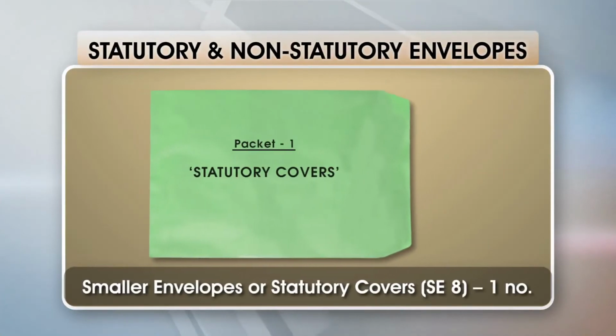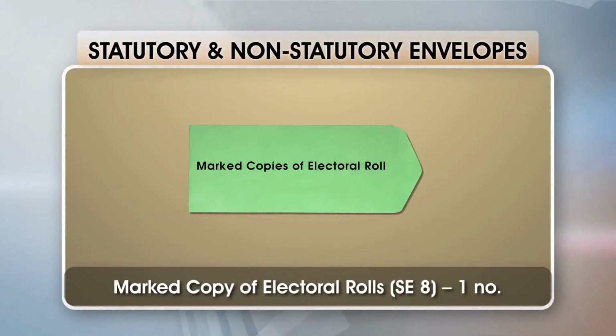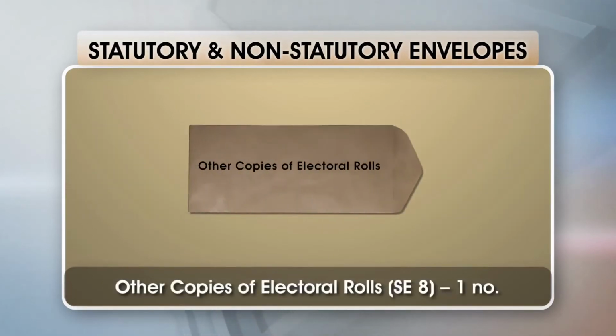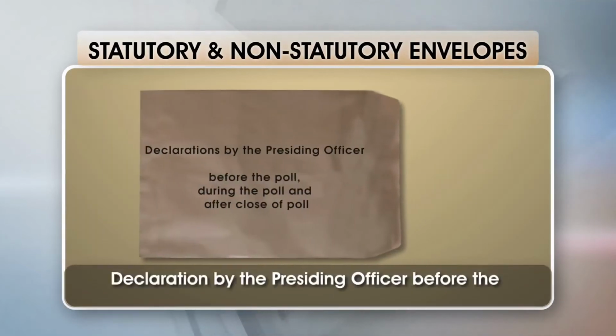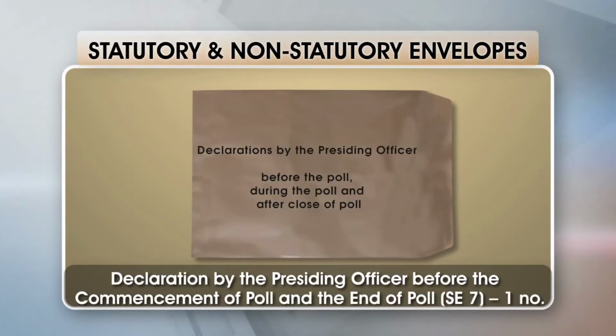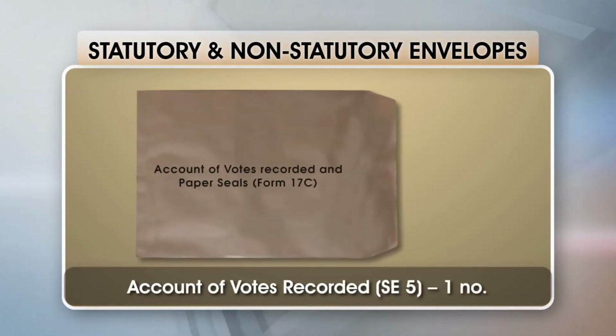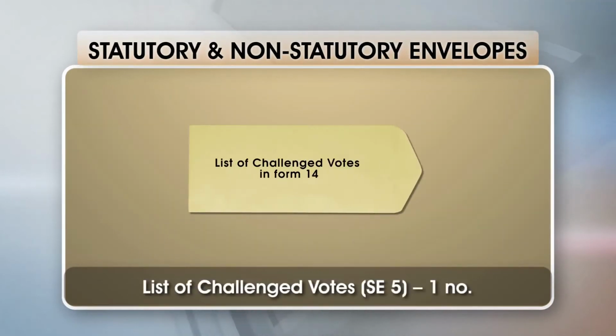For smaller envelopes or statutory covers, SE8, 1 number. For marked copy of electoral rolls, SE8, 1 number. For other copies of electoral rolls, SE8, 1 number. For tendered ballot paper and tendered voters list, 1 number. For declaration by the presiding officer before the commencement of poll and the end of poll, SE7, 1 number. For account of votes recorded, SE5, 1 number. For list of challenged votes, SE5, 1 number.